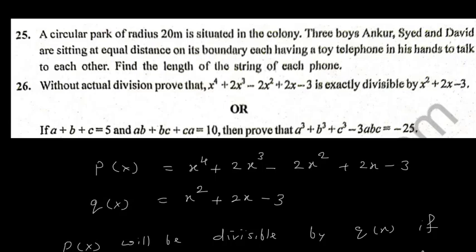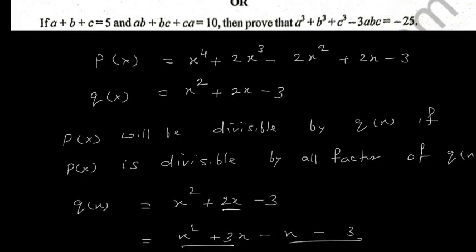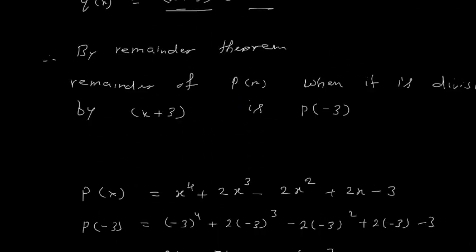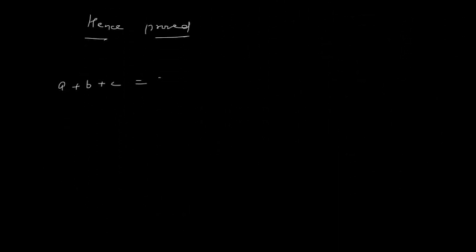In the last lecture we have seen this 26th question. Now we will solve the second part, which is: if a plus b plus c is 5 and ab plus bc plus ca is 10, then we have to prove that a cube plus b cube plus c cube minus 3abc is equal to minus 25. So what is given? It is given a plus b plus c is 5, then ab plus bc plus ca is equal to 10.